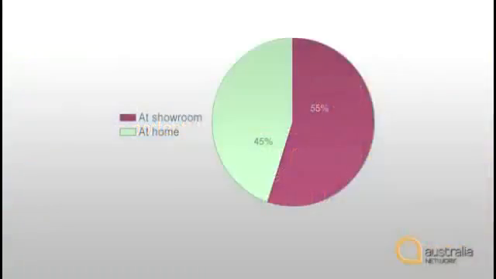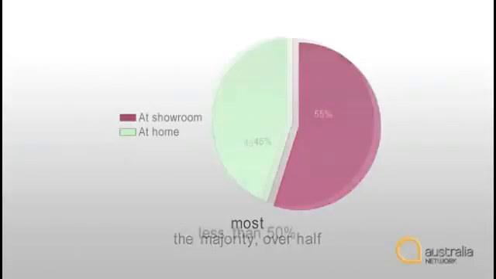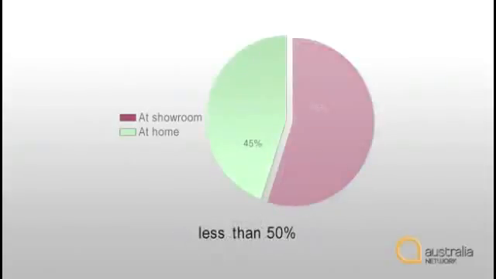Let's look at the diagram and how we can describe numbers or statistics. First, Tan says most people decided what to buy at the showroom. Because more people decided at the showroom than at home, we can say most, the majority, or over half. To describe people deciding at home, which is less than 50%, we could say a minority or less than half.